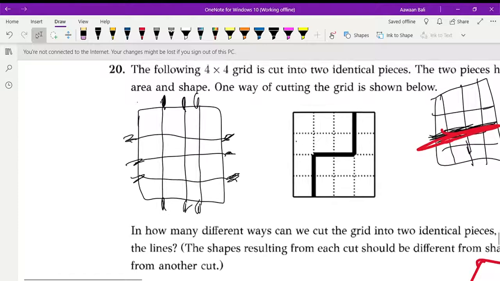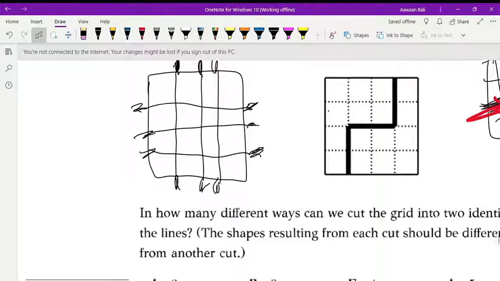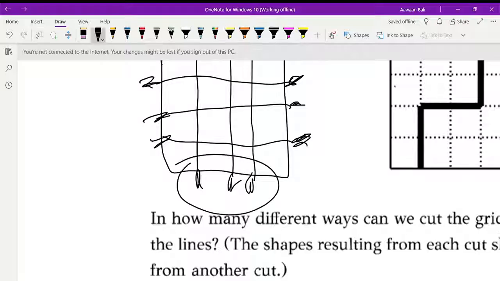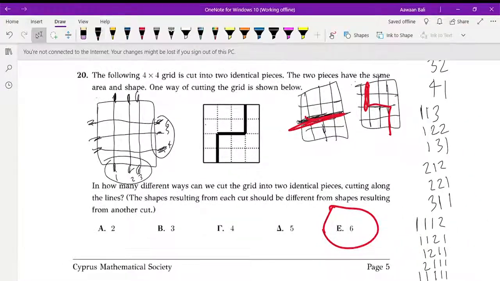And now we're going to use 2 of these sets, obviously. So what you could say is that we can do this and this. There's 1, 2, 3, 4, 5, 6. It's as simple as that. There are 6 different ways.